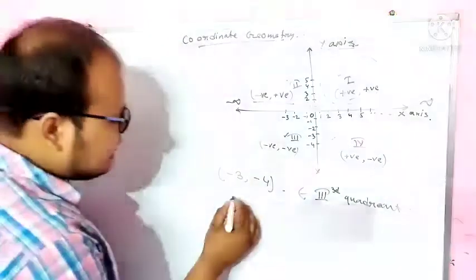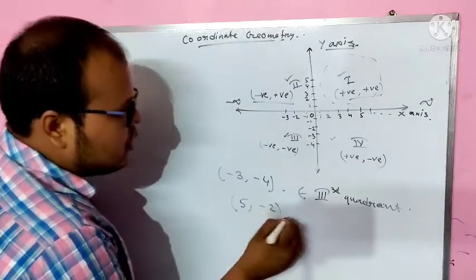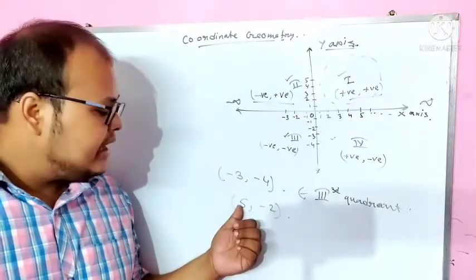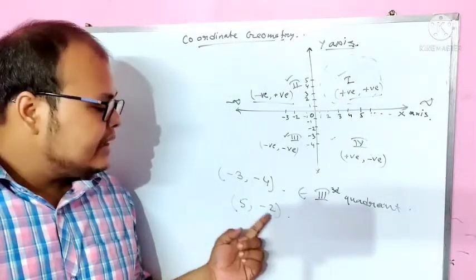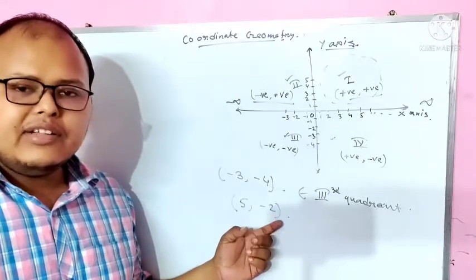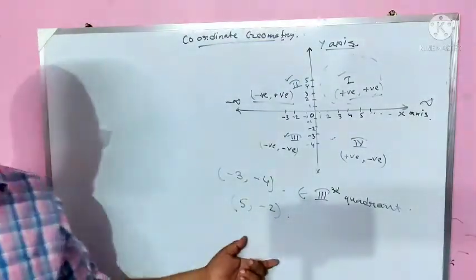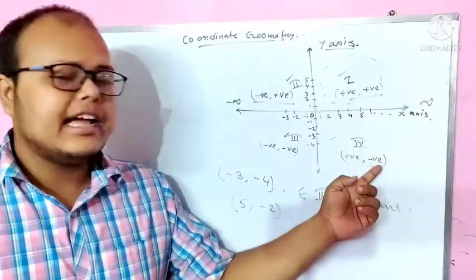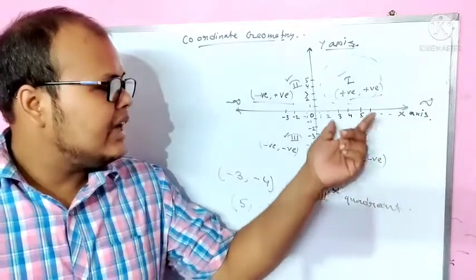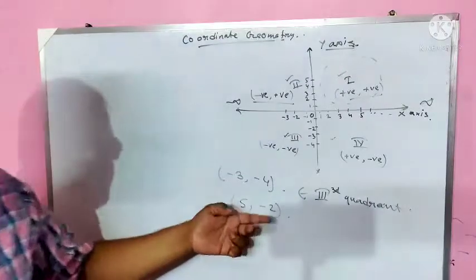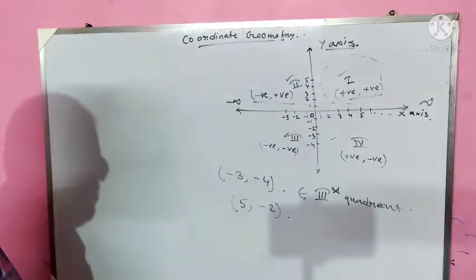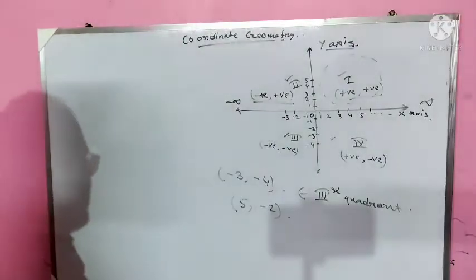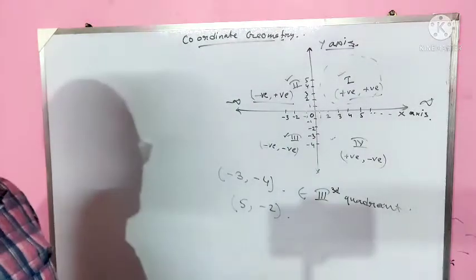Now if I ask you where 5 comma minus 2 will belong? Here the abscissa is positive and the ordinate is negative. So where will the positive comma negative type of points lie? Here I can see they will lie in the fourth quadrant. So this point will belong to the fourth quadrant. This type of question may come, asking which quadrant a point belongs to.